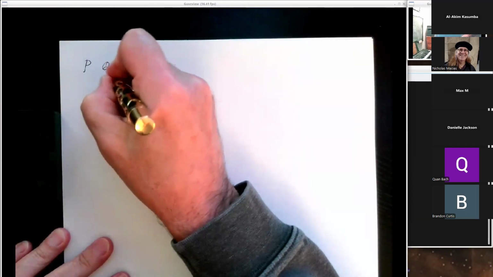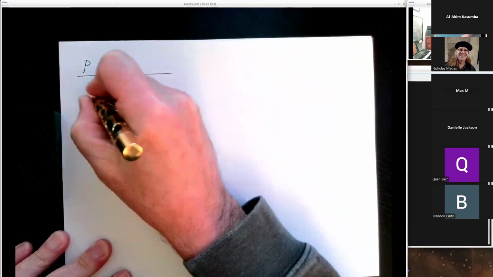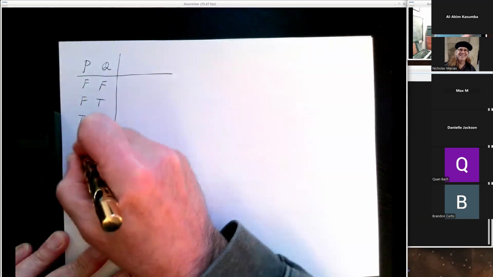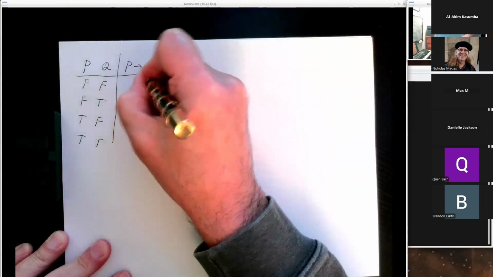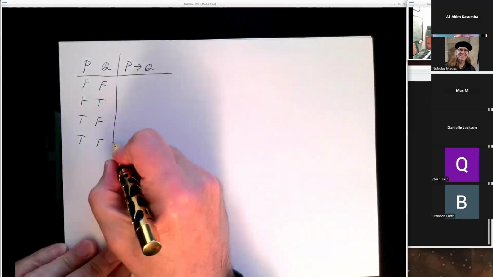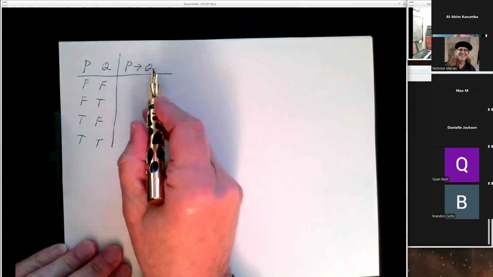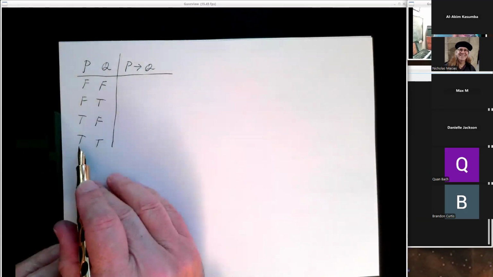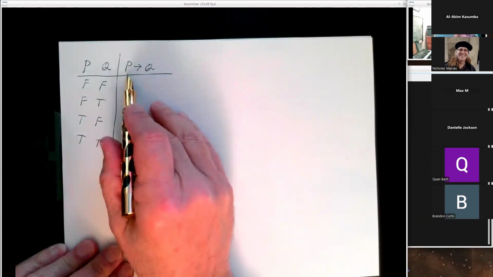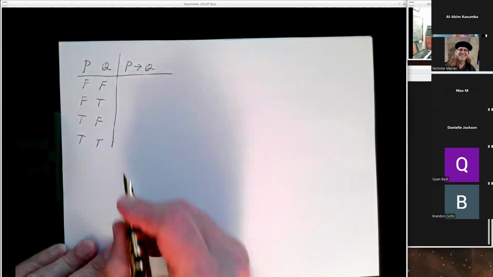So let's look at the truth table for a conditional statement. All right. If P, then Q. Suppose that P is a true proposition and Q is also a true proposition. Is it true that if P, then Q? Yeah, that's a pretty easy one.